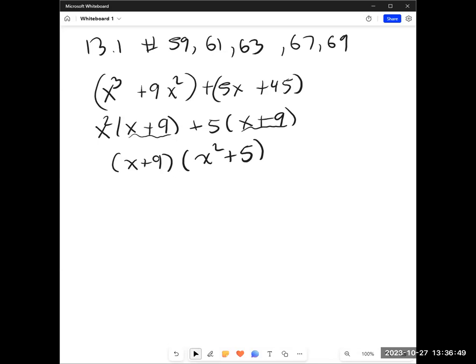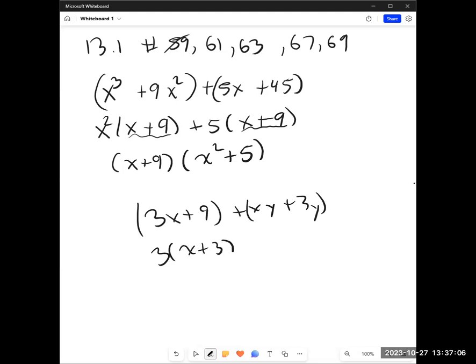So let's go ahead and look at 3x plus 9 plus xy plus 3y. Greatest common factor in the first pair is 3. Greatest common factor in the second pair is y. Our greatest common factor is x plus 3 and leaves me with 3 plus y, or you can rewrite it as y plus 3 if you like.